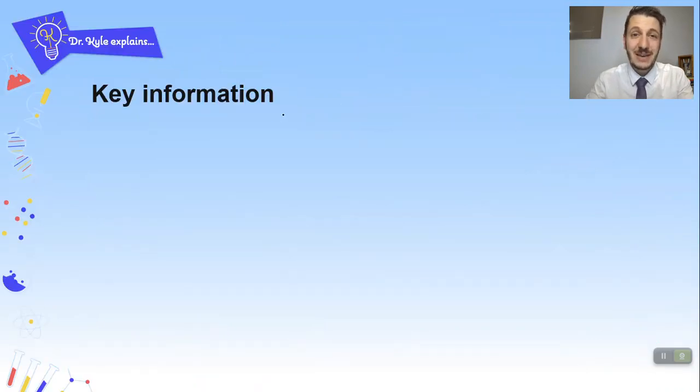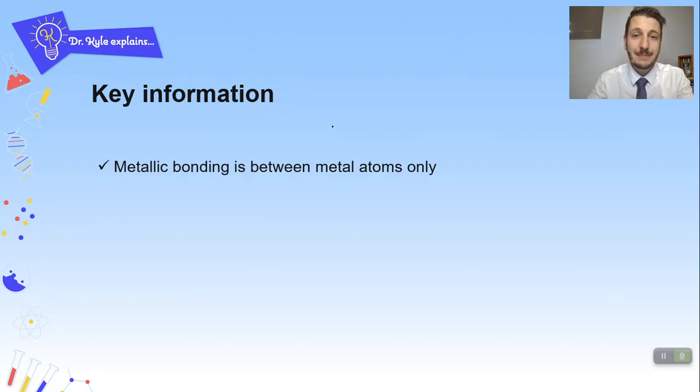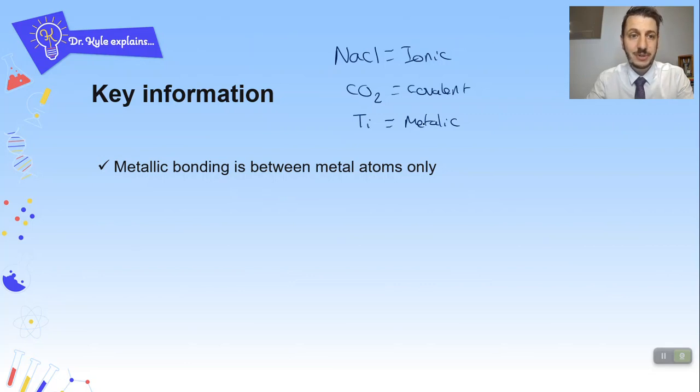Okay, so some key information first of all. Metallic bonding is between metal atoms only. We've already seen in previous videos, and I would recommend you go back over those if you haven't watched them already, that sodium and chlorine, a metal and a non-metal, is ionic. If it is two non-metals together, for example carbon and oxygen, it's covalent. Now if we had something like titanium, remember it's not just one singular atom of titanium, you have a lump of titanium metal. When all of the titanium atoms are just by themselves, it's metallic bonding.